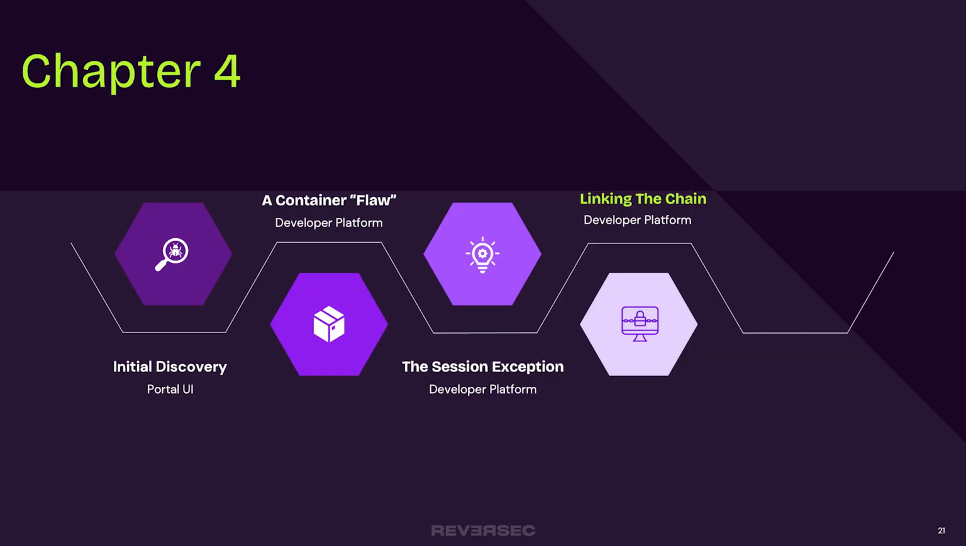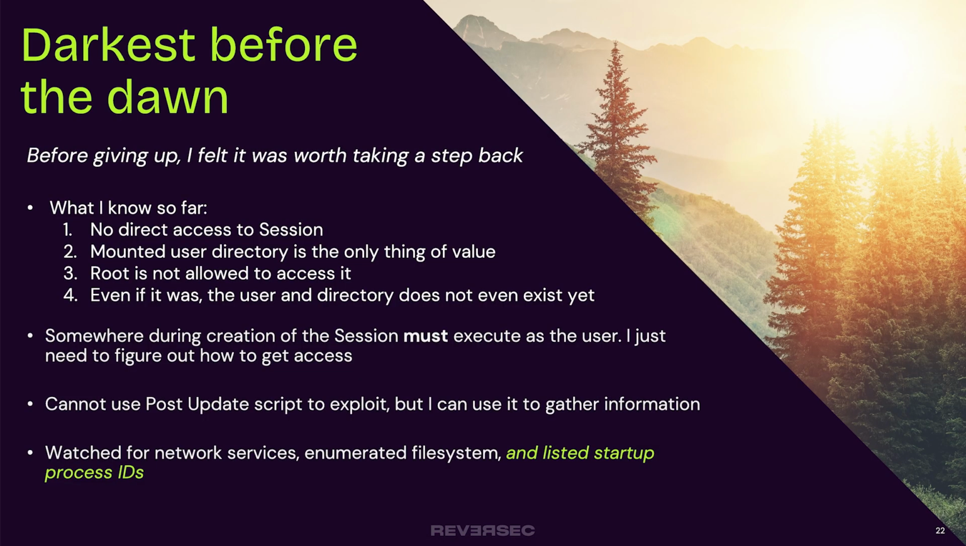So at this point, I'm starting to think maybe I should just report these as separate findings and give up on linking this chain. But before giving up, I felt it was worth taking a step back and assessing everything that I knew. So what do I know so far? I know that I have no direct access to the session. I know that the mounted user directory in the session is the only thing of value. Otherwise, it's just a default Linux container with nothing interesting to an attacker.